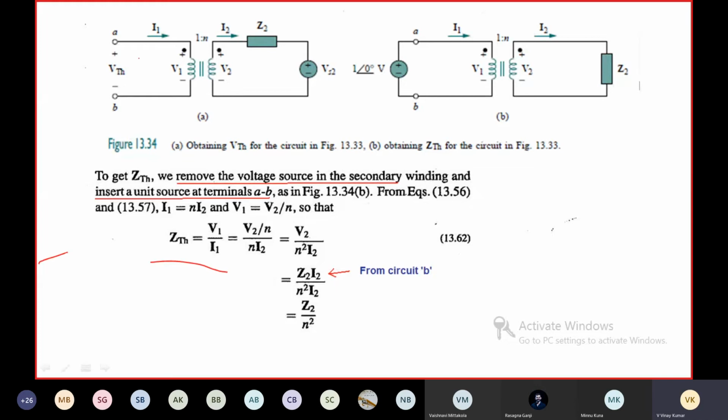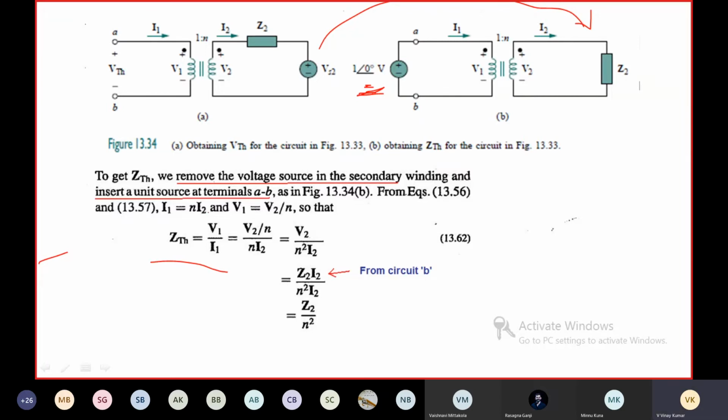Now ZTH. In order to find ZTH, let us use a unit source, that is 1 at an angle of 0 degrees. When you use this test source, you make all of the sources 0, so the source is replaced by a short circuit. Only Z2 is present in this circuit. This test source is connected between the terminals A and B.